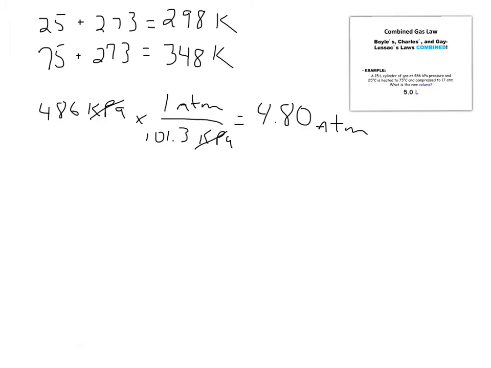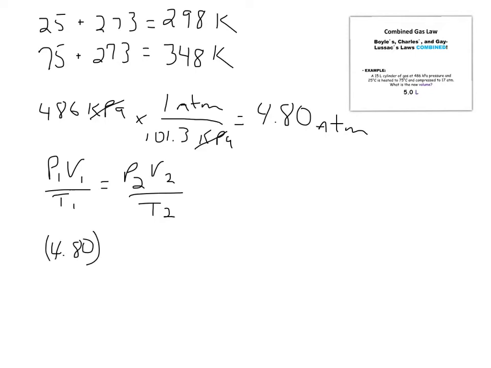So now I can actually go through and do the problem. P1V1 over T1 equals P2V2 over T2. I'm going to be solving for volume 2 because I don't know the new volume. So my initial pressure we calculated was 4.80. I'm not going to include the units here to save some space. My initial volume was 15 liters. And my initial temperature was 25 degrees Celsius or 298 Kelvin.